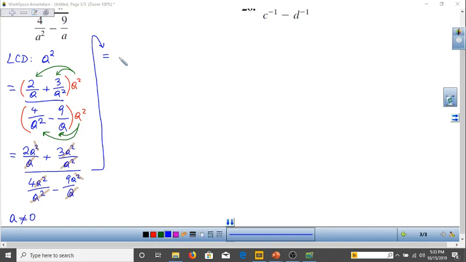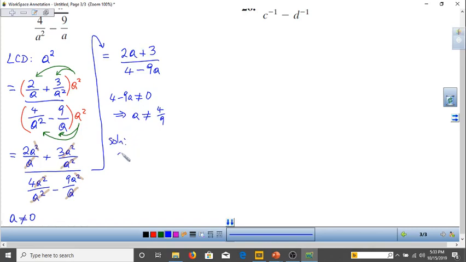So our fraction becomes 2a plus 3 over 4 minus 9a. And as you see, the denominator here can't be 0, so we have to make sure that 4 minus 9a is not equal to 0. So that means a is not allowed to be equal to 4 over 9 if you solve for a. So then we have our restriction. Our answer then is 2a plus 3 over 4 minus 9a, with the stipulation that a is not 0 nor 4 over 9.